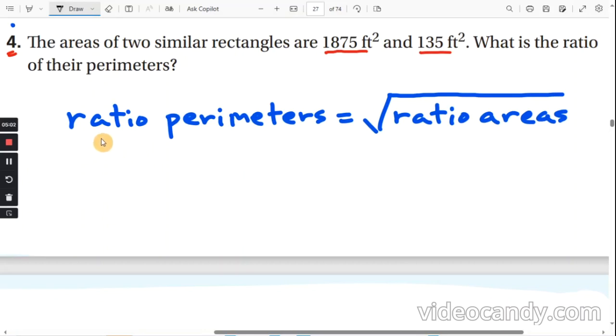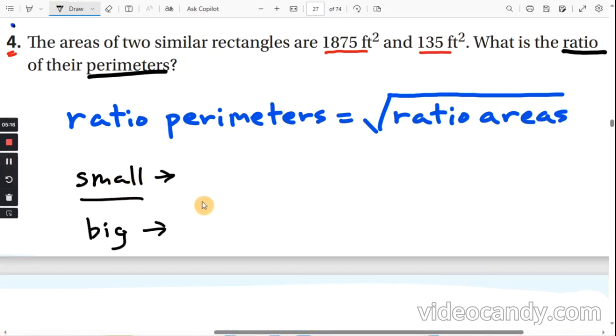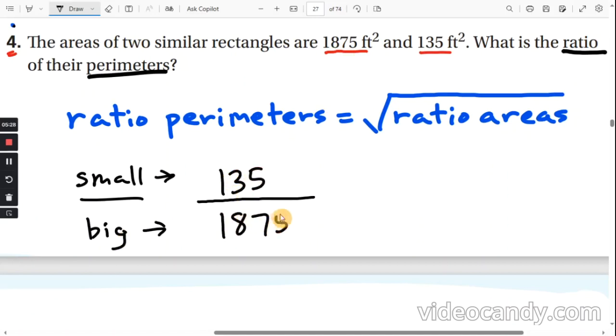So we established we're looking for the ratio of the perimeters. We established that the ratio of the perimeters equals the square root of the ratio of the areas. I'll put the smaller area on top. So the smaller area is 135, and the bigger or larger area is 1875. If you wrote feet squared over feet squared, they would just cancel. So let's reduce the fraction first.